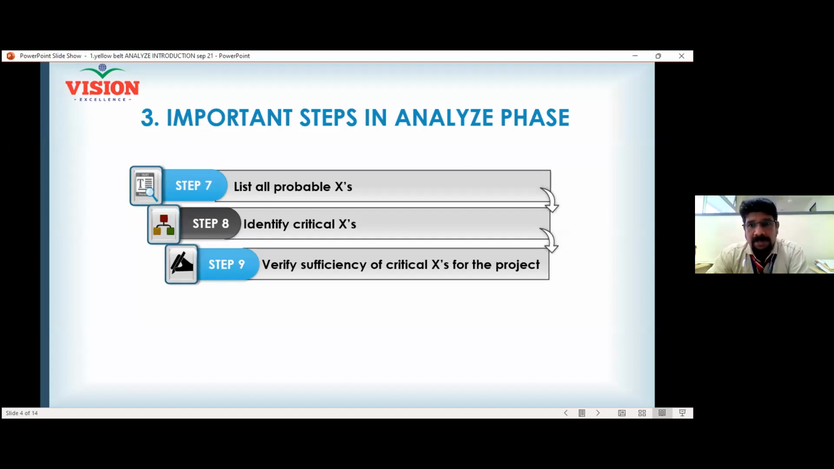So these are the three steps which you have to do in the analyze phase. List all the possible X factors, identify the X factors which are critical for the particular loss or the poor performance, then verify the sufficiency. It is very critical, because if I take a solution without verifying the sufficiency, I may not get the end result which I wanted, because another reason may be there for the loss also. If I don't address that reason, that problem may still prevail and corrupt my result. So I have to be very sure about this.